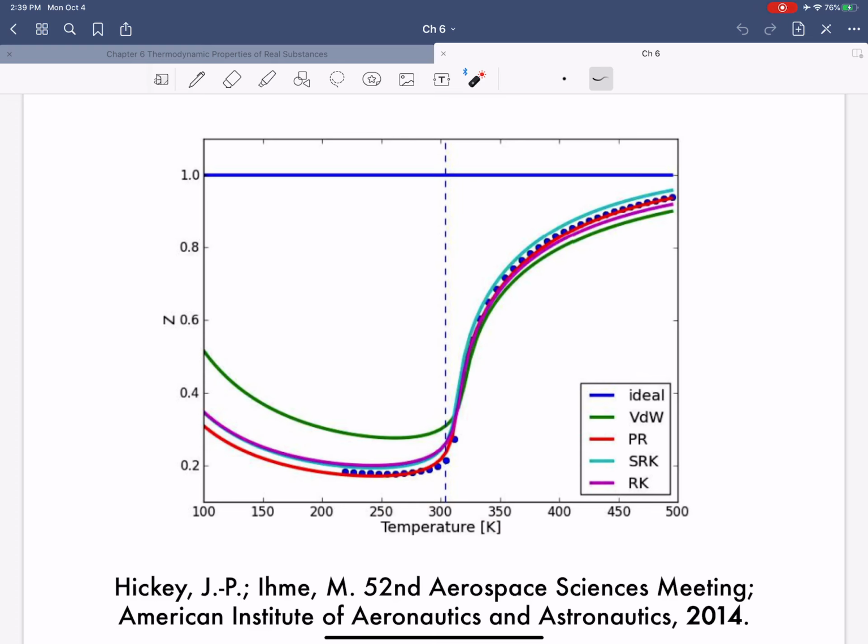What we see here is that the ideal gas would assume that your Z factor would be the same at all temperatures, right? But for all the other equations of state, we see that they capture these sorts of deviations from that ideal gas law behavior. So as we go to lower temperature or as you decrease the volume in your system, non-idealities start to matter.